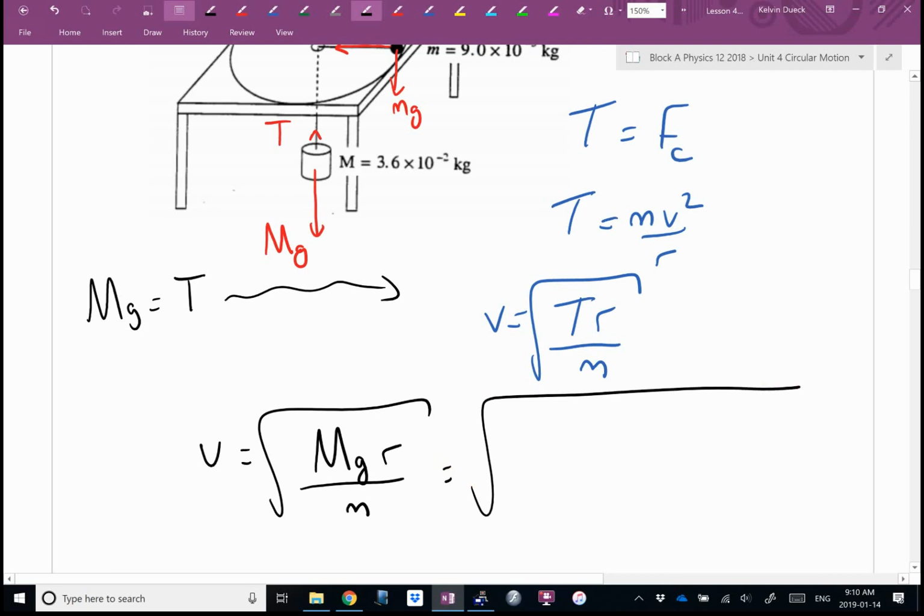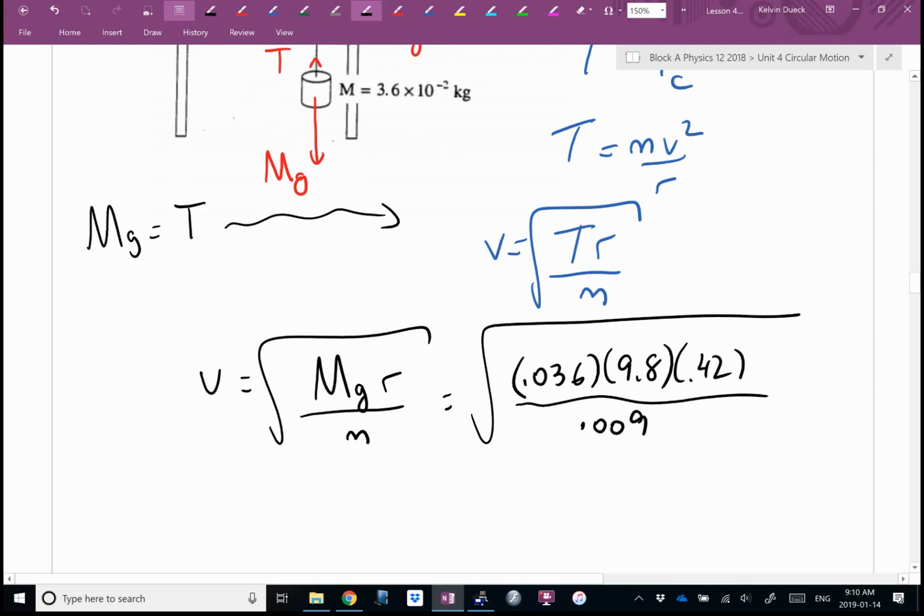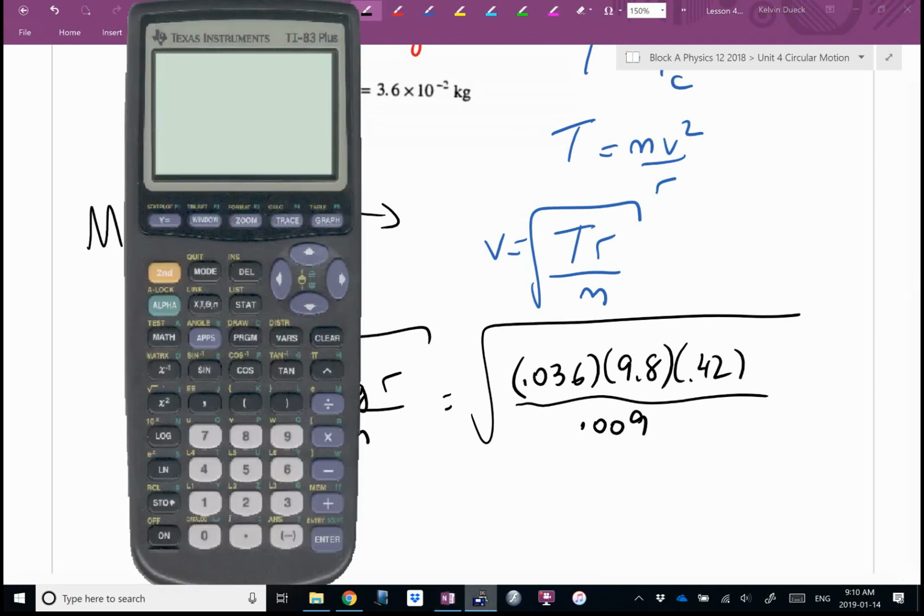And so it's going to be the square root of 3 point, you know what? .036, that's easier to write. 9.8. What was the radius? 0.42 divided by 0.009. This might work out nicely. I think you're going to get a nice square root. Oh, I stand corrected. I thought you might. Do you get 4.06? Yeah.